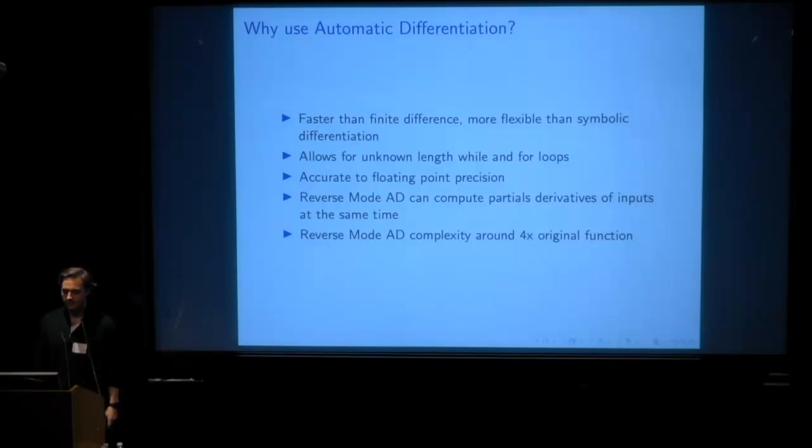And let's see what else. The one thing here is that it sounds like it's bad, but it's actually quite nice. Reverse mode automatic differentiation, in terms of complexity or speed relative to your original function, is about 4 times as slow. But when you think of 100,000 inputs with finite difference, that's very, very slow. So only having 4x as slow is actually quite nice.